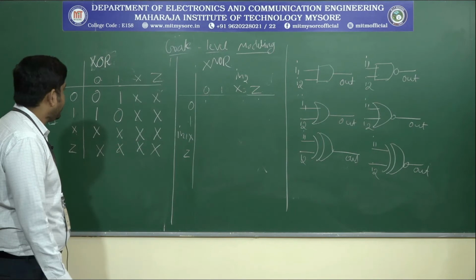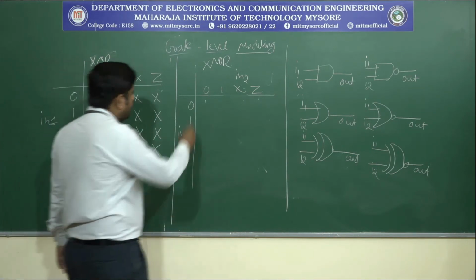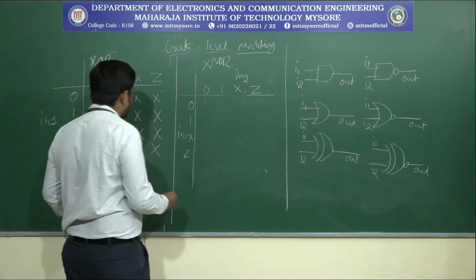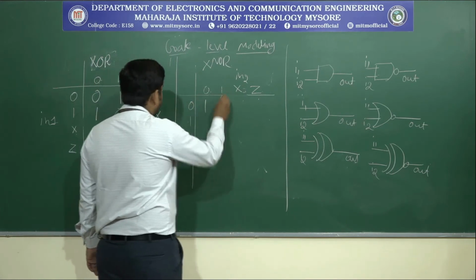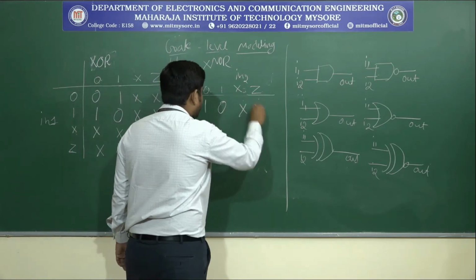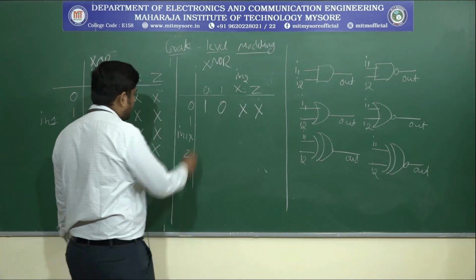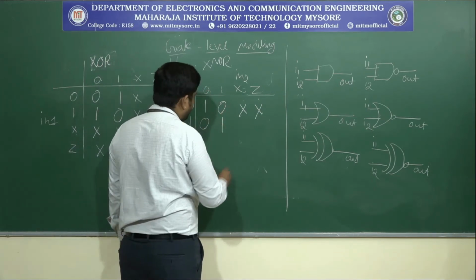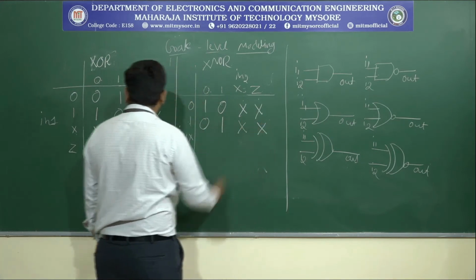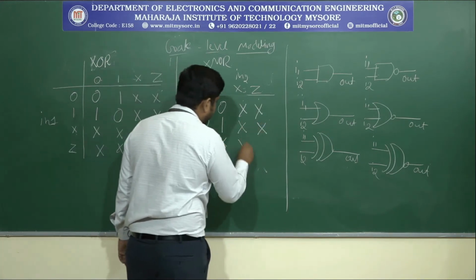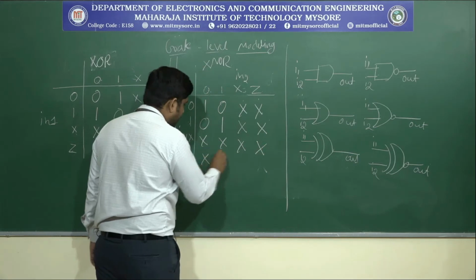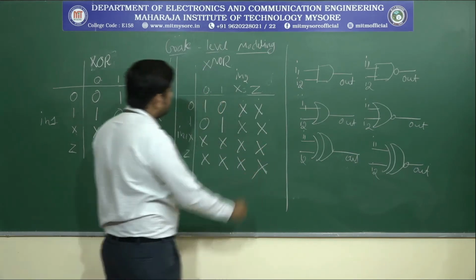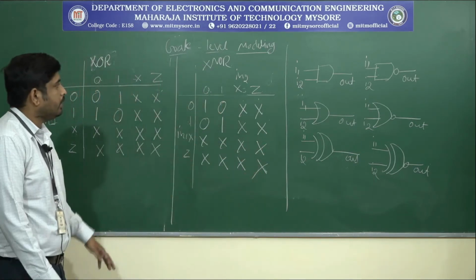Next, move on to the XNOR gate. Here when it is 0 0, it's exactly opposite, that is 1 0 1 0, and there is no change with respect to don't care. 1 0 0 1 1 1, no change. Then the remaining are all don't care. So this is the truth table for XNOR.